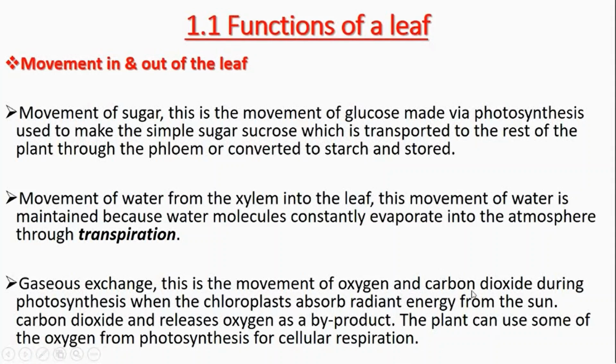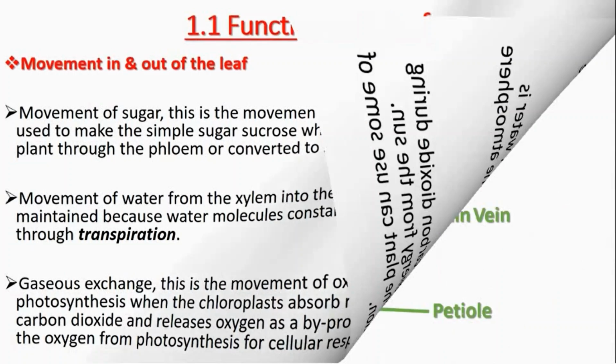So during photosynthesis, the chloroplast is absorbing radiant energy from the sun, and the leaf is also absorbing carbon dioxide from the atmosphere and releasing oxygen as a byproduct. So this is gaseous exchange. The gases are moving in and out of the leaf. So we have three things that are moving in and out of the leaf. Sugar is mainly moving out of the leaf, water is mainly moving into the leaf, and during gaseous exchange, carbon dioxide is moving into the leaf and oxygen is moving out of the leaf.